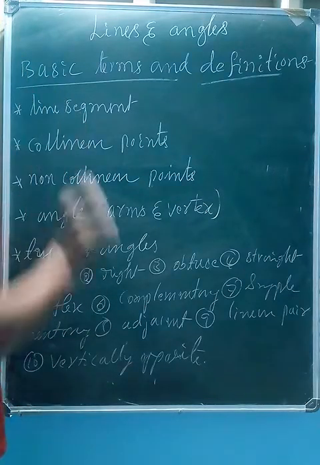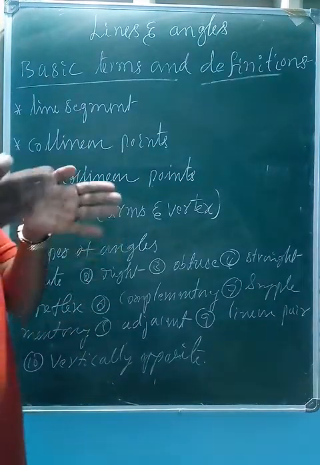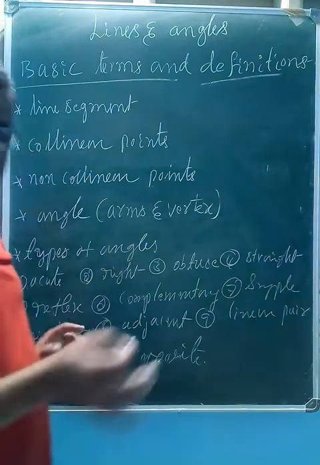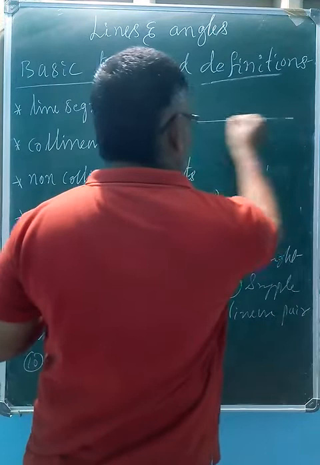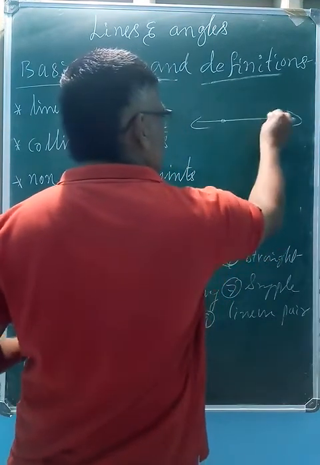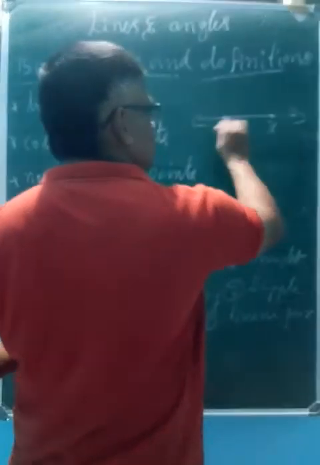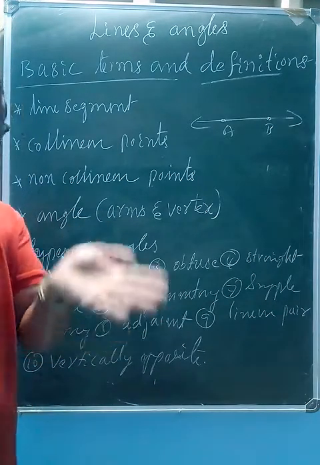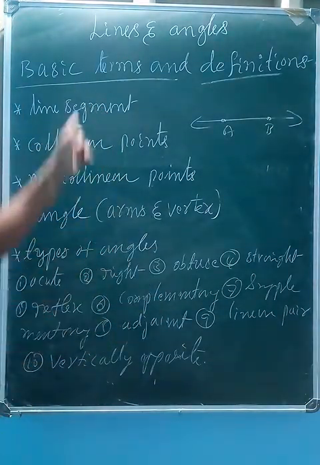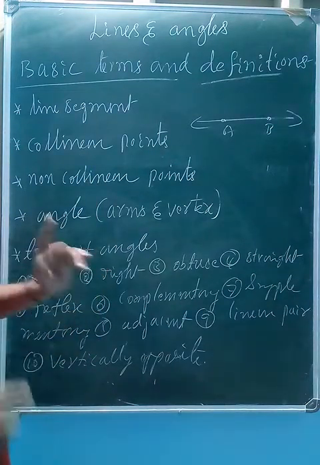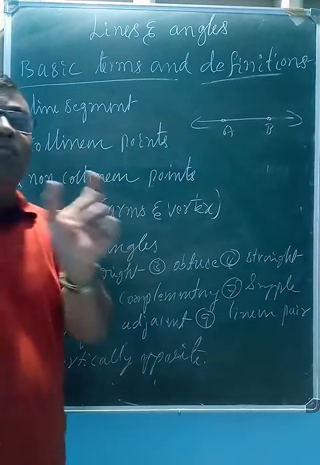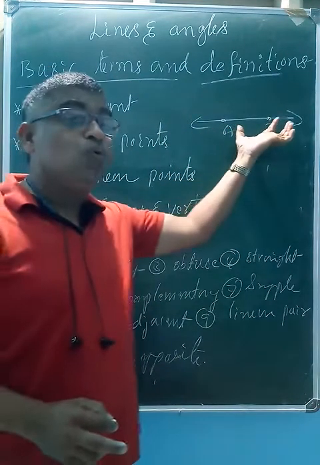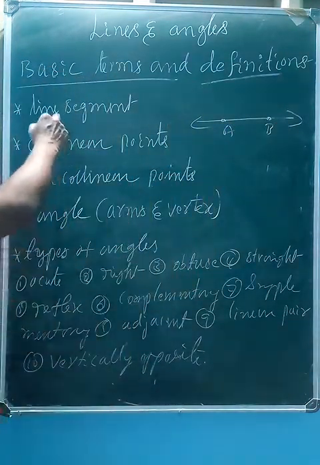So one is the line segment. You know what a line segment is? A line segment is a part of a straight line with two fixed end points, correct? Suppose you take a straight line and two end points A and B, then this AB is called a line segment. Okay, what I explained you have to write in the notes, with the definition. A line segment is a part of a straight line with two end points. That is called a line segment.